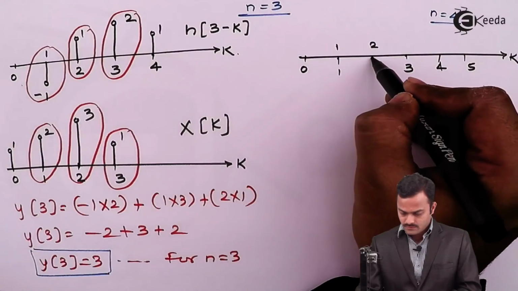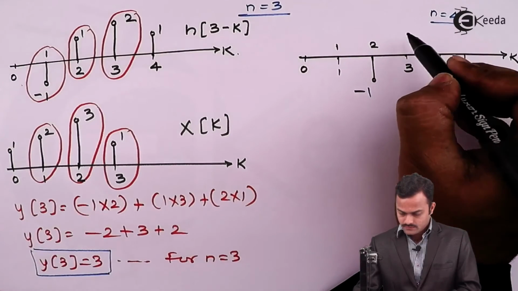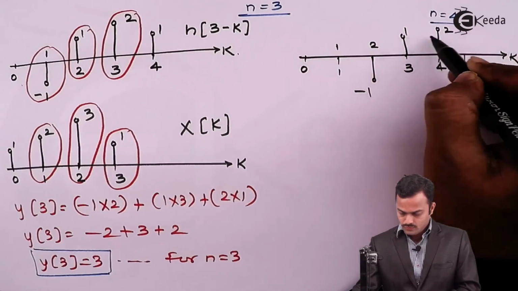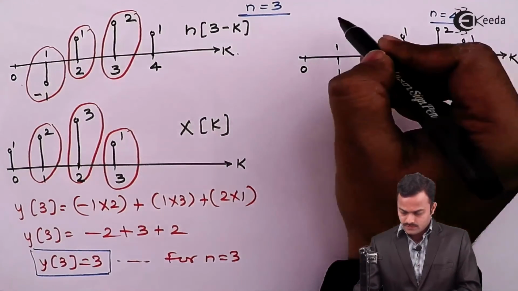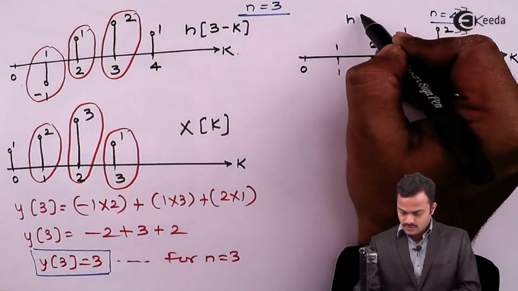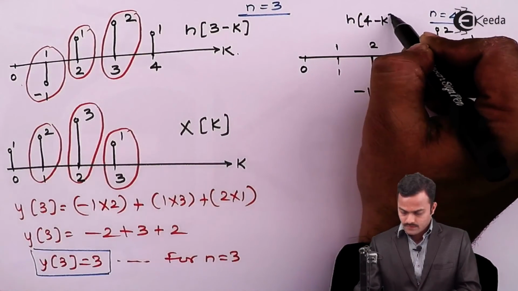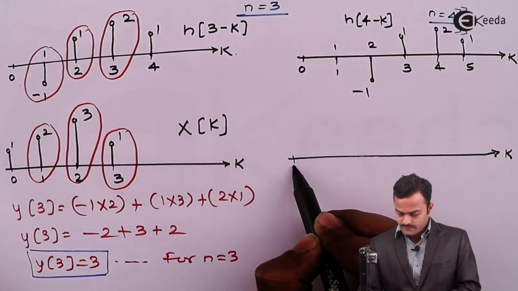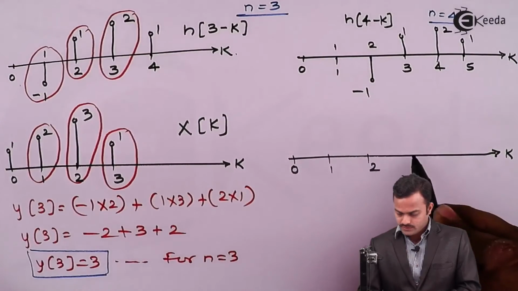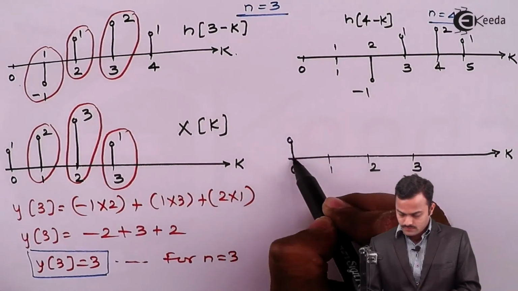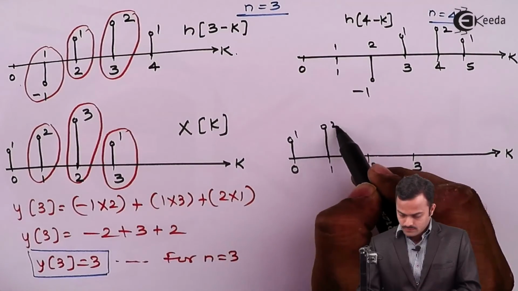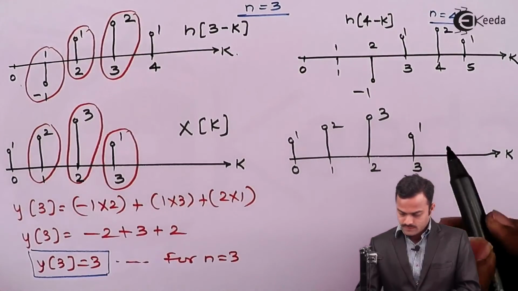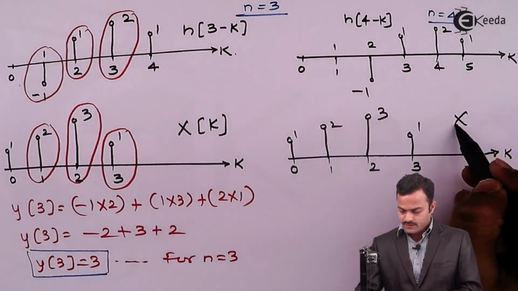With the values -1, 1, 2 and 1. This is h of 4 minus k. We need to multiply with x of k having the span from 0 to 3, values 1, 2, 3 and once again 1. So this is x of k.